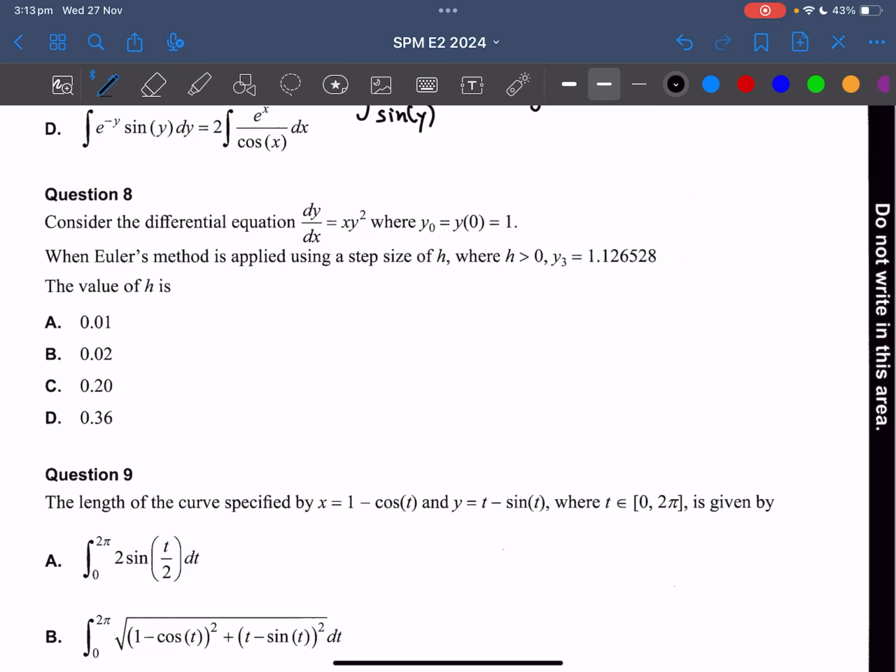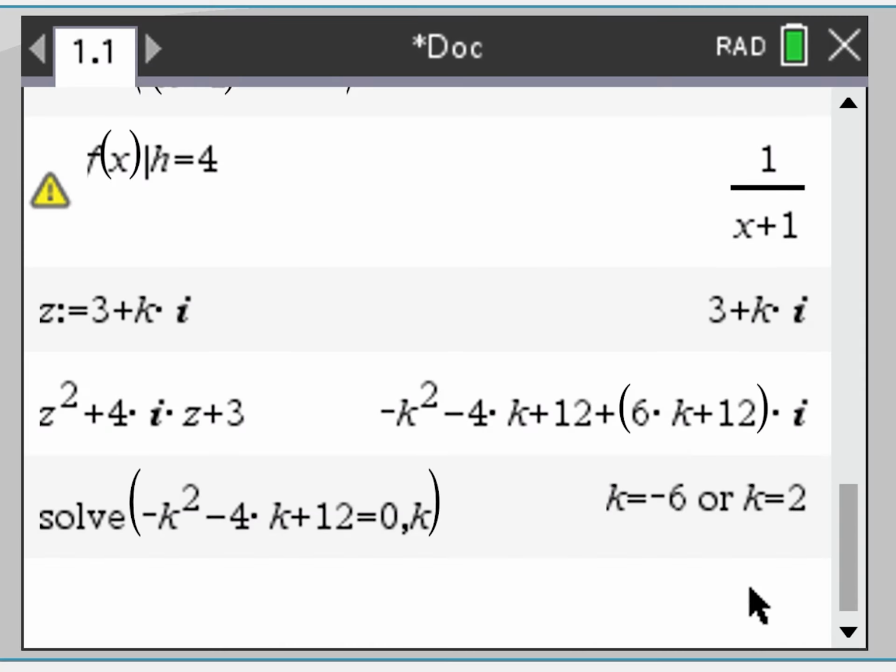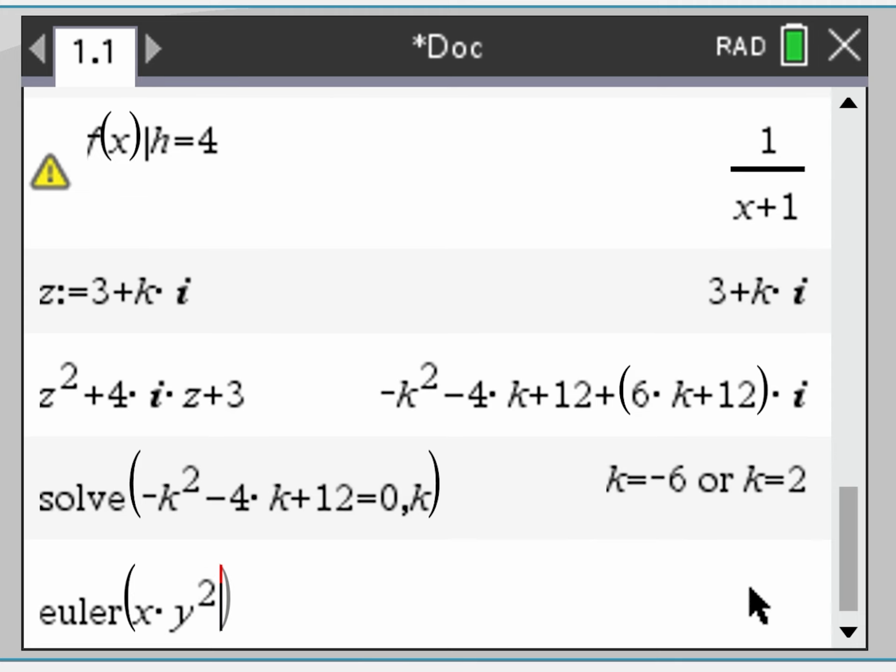just using the trial and error method would be the fastest, in a way. We could just take h equal to whatever the options are, substitute it in, and see which one gives us y3 equal to that. So we can do Euler and just type the things in. So we'll have x times y squared, comma x, comma y, comma 0, comma 3 times h. Now why is it 3h?